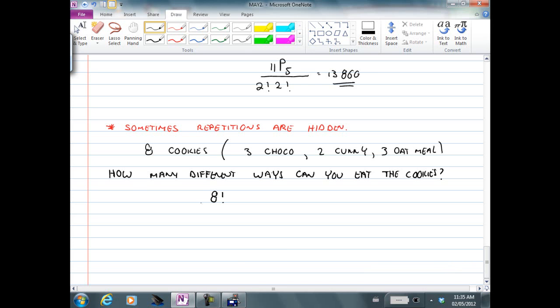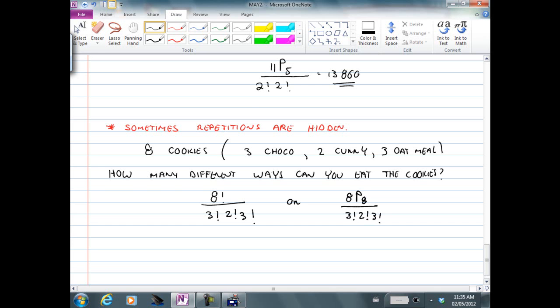But that's not your answer. This is where students make mistakes all the time, because the chocolate cookies are really the same. Curry cookies are the same. Oatmeals are the same. So there is repetition. This is why I said sometimes repetitions are hidden. So you can do 8P8 divided by 3 factorial, 2 factorial, and 3 factorial.